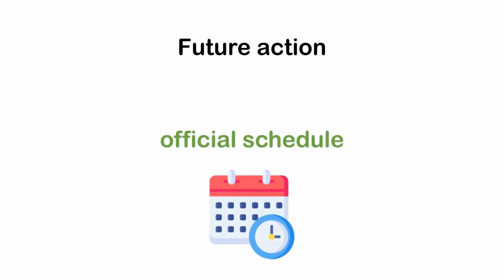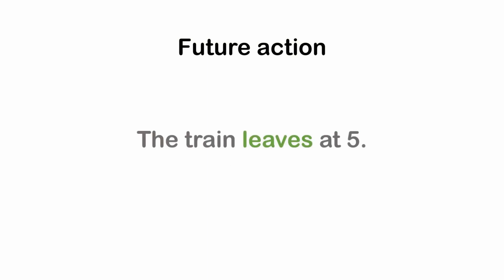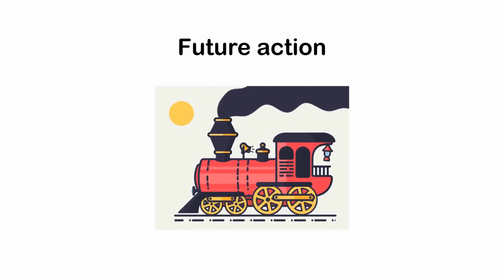Future action. Yes, we can sometimes express the future, even though we use the present simple tense. Let me explain it. We can express the future using the present simple tense only when we refer to an official schedule. For instance, the train leaves at 5. This is an official timetable. It has nothing to do with my decision. The train leaves at 5 because it is scheduled to depart at that time.